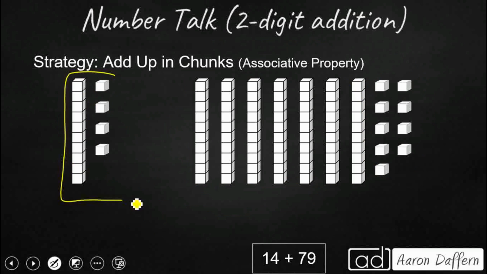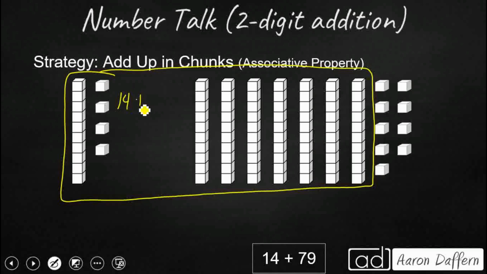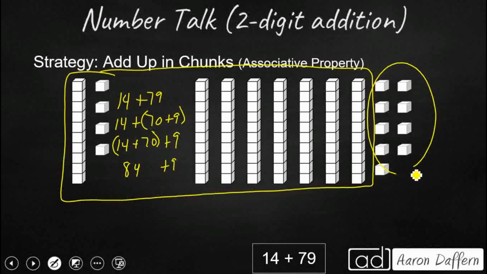Now, adding up in chunks is kind of similar to our place value, except we keep the first addend all together. So we've got our 14 and 79, and we're going to keep that 14 intact. We're going to break up the 79 into its place value, 70 plus 9, and we're simply going to use the associative property to regroup and add the 70 and the 14 because there's no regrouping necessary. We can just say that's 84. But when we add that 9 that's left over, this is what's left. We still have to regroup a little bit to get us back up into our 93.